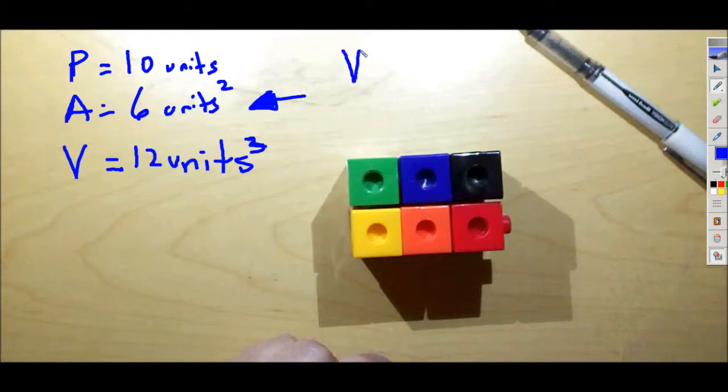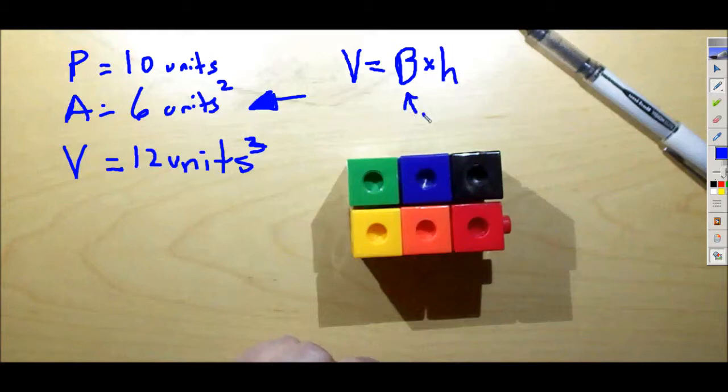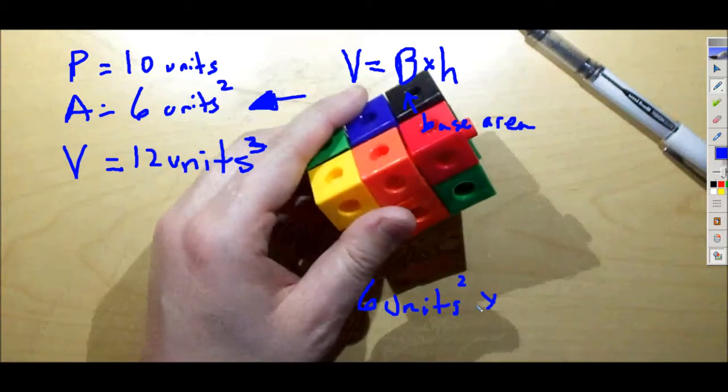So volume can also be base area times height. Now, if you are given the base area, they did some of the work for you, okay? Now, we already know what the base area is. It is 6 units squared, and we multiply it by the height, which is 2 units.